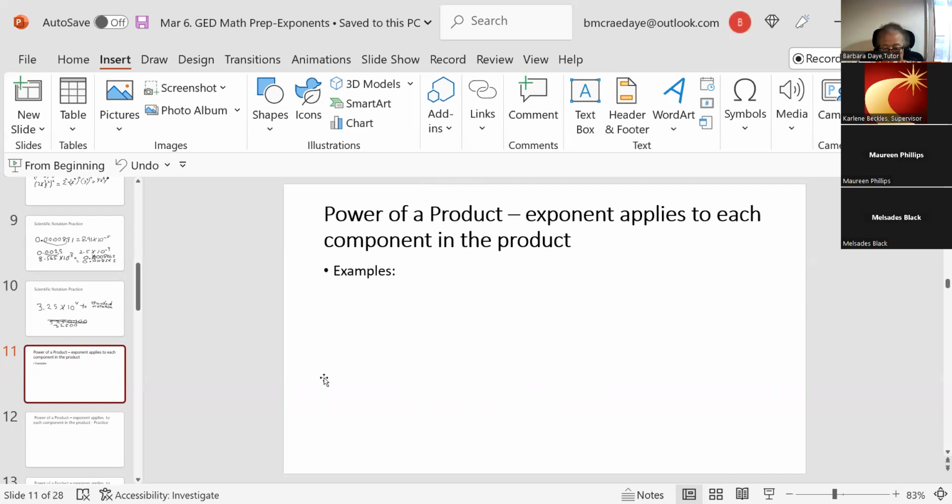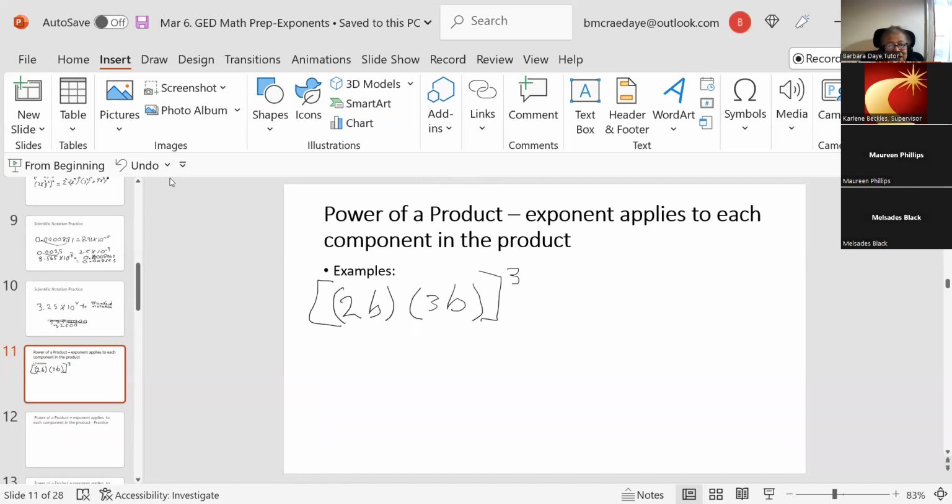So examples would be like, okay, let's just put 2B times 3B. That's the product raised to the 3rd power. So we have the power of a product.